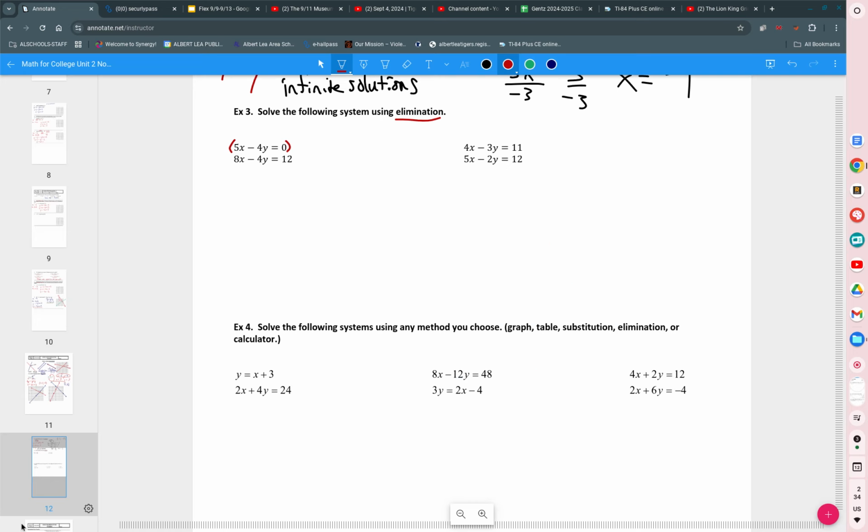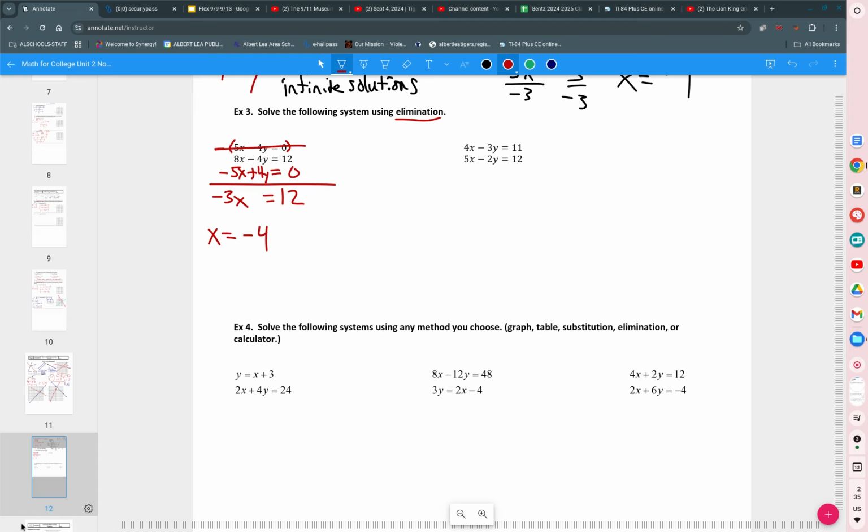You can make the -4 into a +4. Yeah, I multiply by a negative, and that's going to change the -4y into a +4y. So I end up with a -5x plus 4y is equal to 0. Now, as you add these together, 8x and -5x make -3x. -4y and +4y make 0, and 12 and 0 make 12. If I divide, I get x is equal to -4.